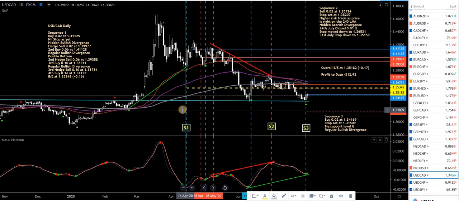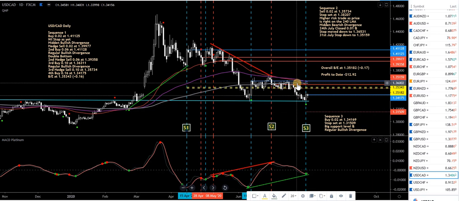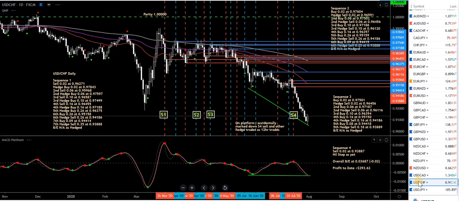So sequence 1's my problem child. I've got to try and clear that. I haven't got far to go. Just got to get up these yellow lines and we can clear some of that. USD, Swiss franc. There's a lot of trades happening here. This is probably going to move to problem number 1 pair after I get rid of the pound New Zealand. I've got a few going on here. The problem is they're all in the same direction.